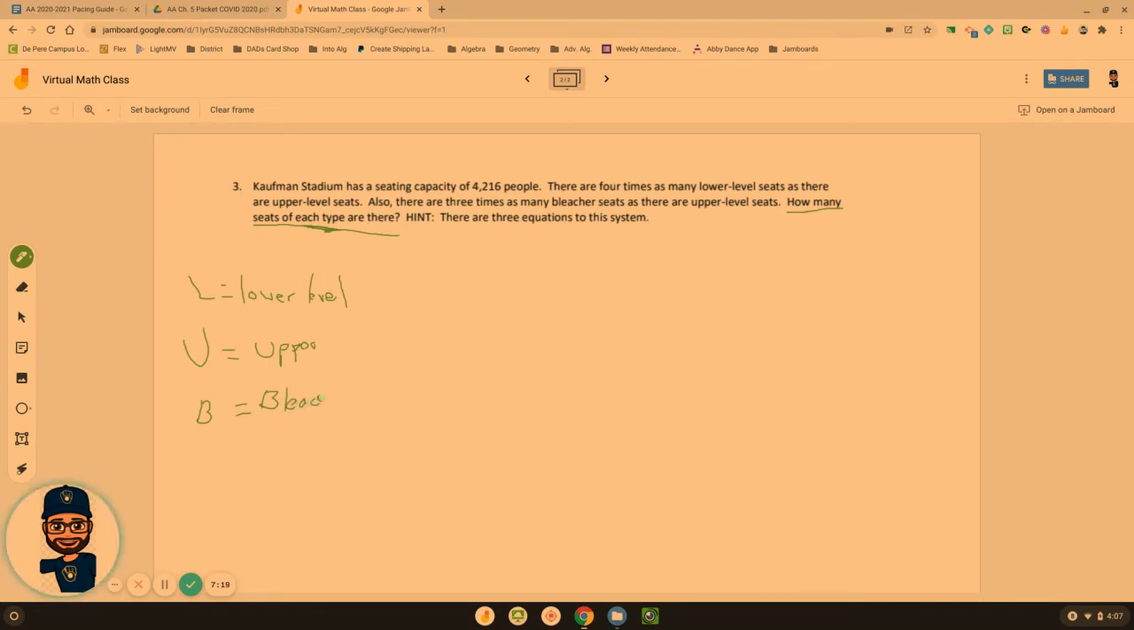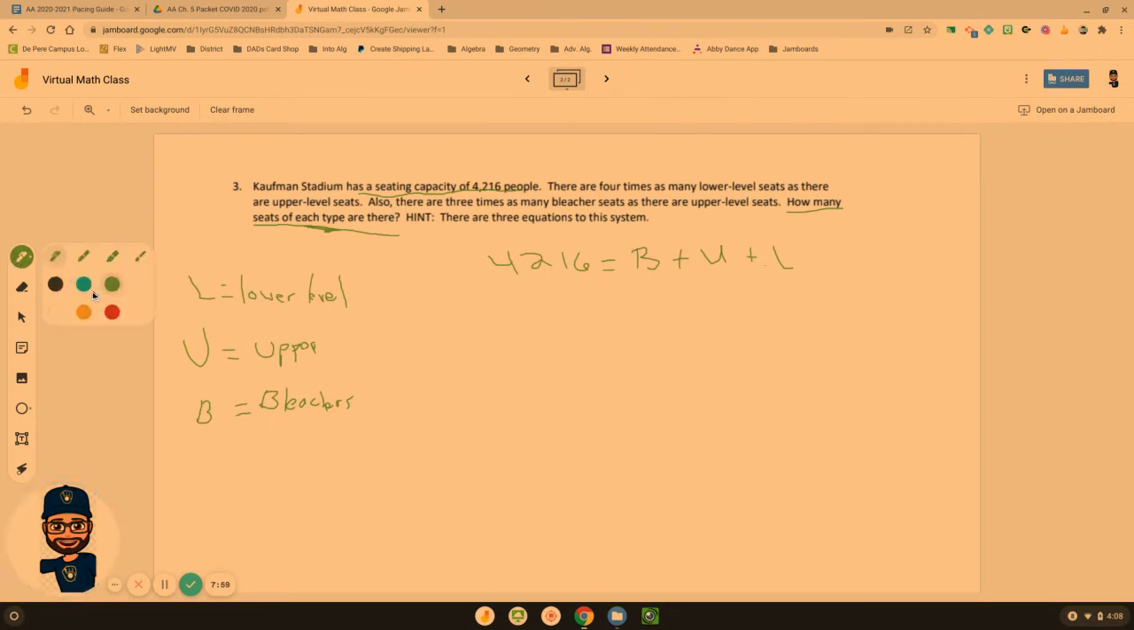So that is what I gathered from reading the story problem. Those are the 3 types of seats: lower level, upper level, and bleachers. So I know that there is a seating capacity of 4,216. That's the whole entire stadium, which means if I take the bleachers plus the upper level plus the lower level, if I add all 3 types of seats together, I should get that total of 4,216.